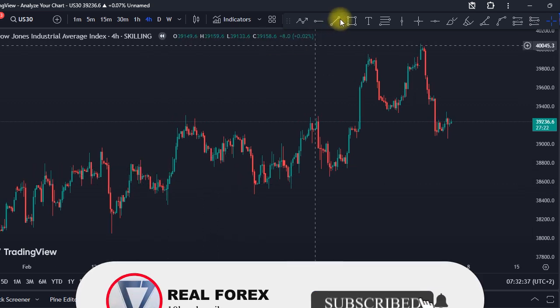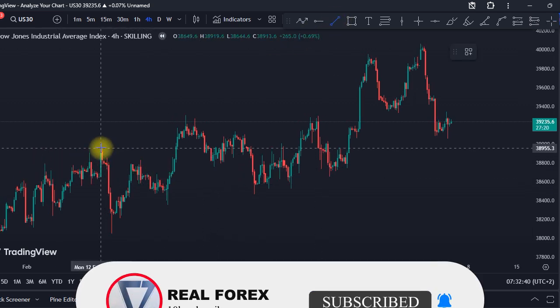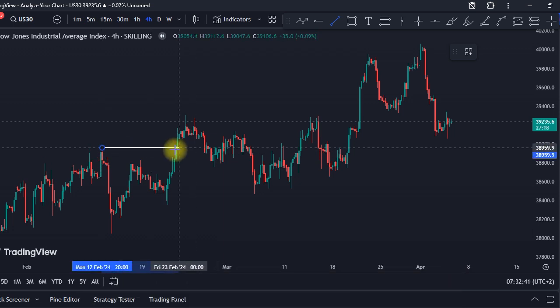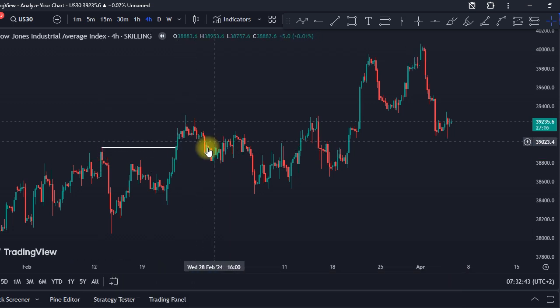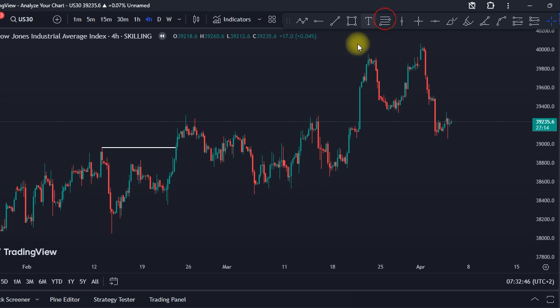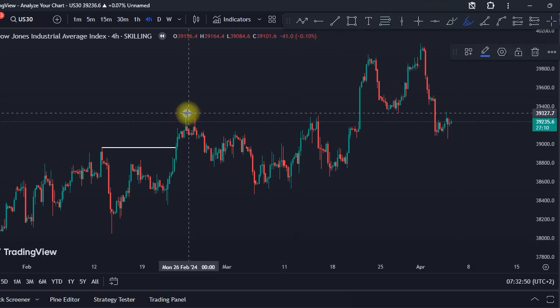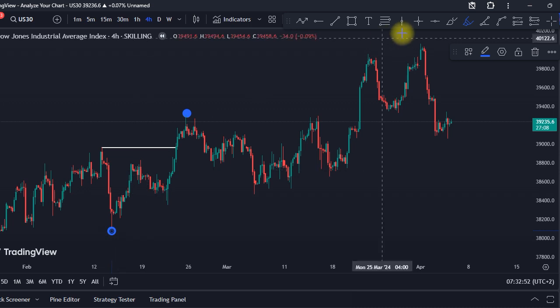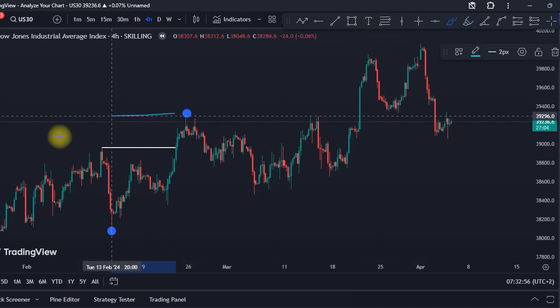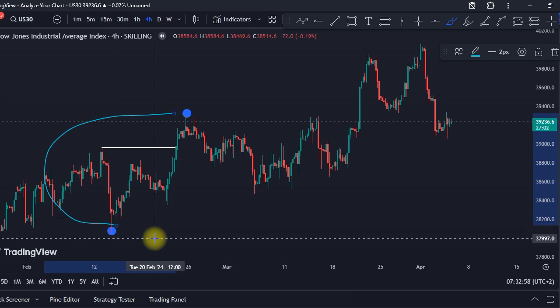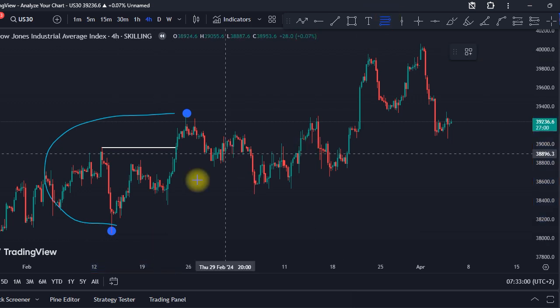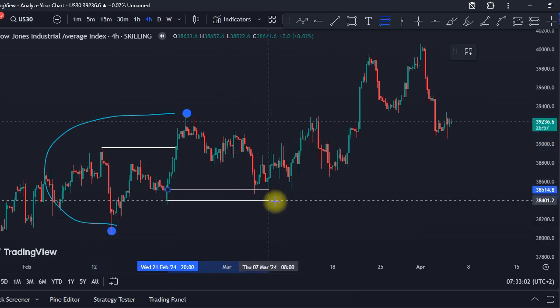So as you can see here, we had a very clear breakout structure to the upside. So the market did have what after that, after the breakout structure, this is our new high, our new low. So whatever happens, we know that we are looking for buying opportunities within this range.